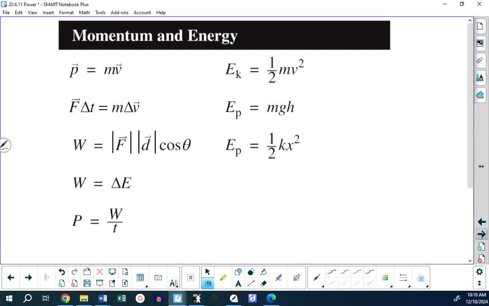So on your formula sheet in the section titled Momentum and Energy, you see that formula power equals work over time. There are only two formulas in this section that you haven't learned about, and you won't learn about them this year. The two in the top left are concepts of momentum and impulse, which you would learn about in grade 12 physics.